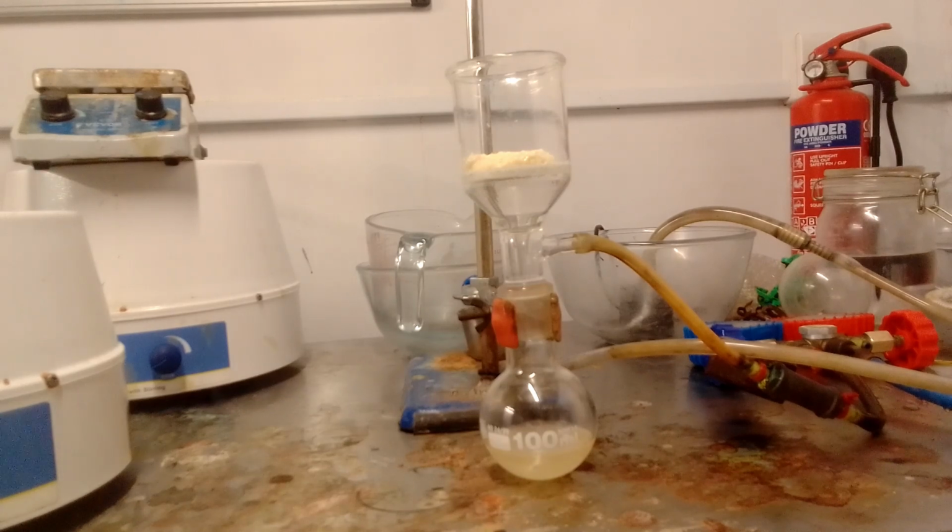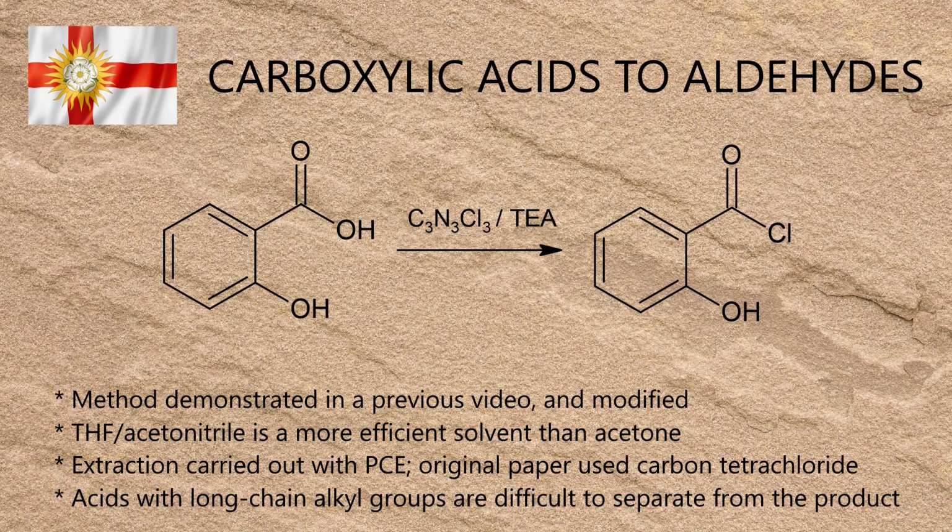From the smell it was clear that some of the product was still entrained in the remaining solids. A further limitation of this reaction is that if the starting acid contains a long hydrocarbon chain, it's likely to be soluble in PCE, carbon tetrachloride, as well as the acid chloride, and depending on the nature of the acid, the final product could potentially be very difficult to separate from the starting material.